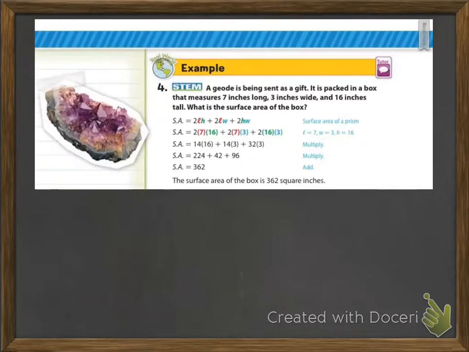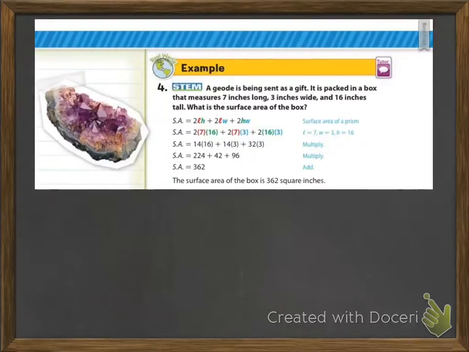All right, so our last example. Geode is being sent as a gift. It is packed in a box that measures 7 inches long, 3 inches wide, and 16 inches tall. What is the surface area of the box?